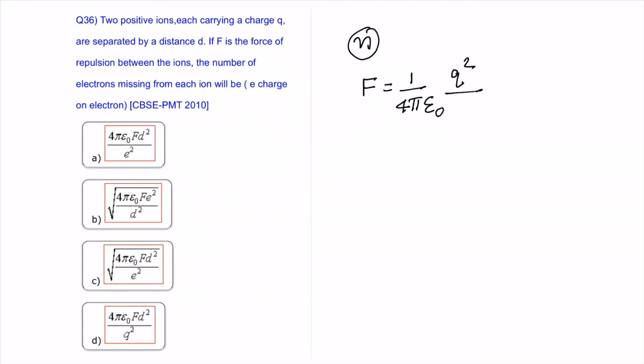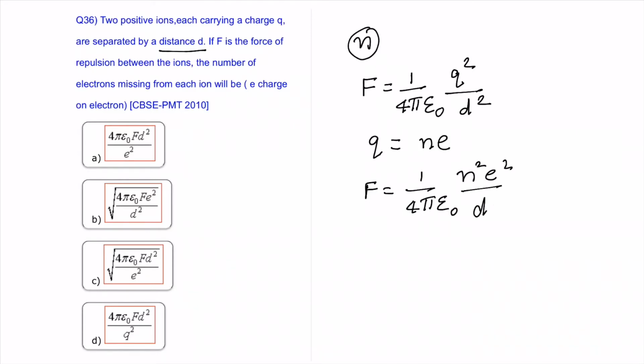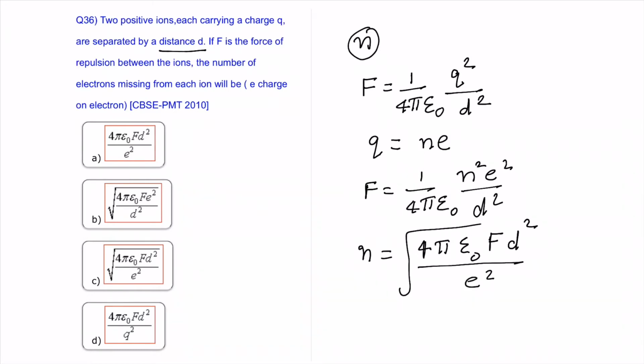Here r is distance d, right? So d square. We already know q is what? Ne. Now F is equal to 1 by 4 pi epsilon 0. Instead of q we can write Ne. So n square e square by d square, and we are supposed to find the total number of electrons, right? N. So the equation will be n equals the square root of 4 pi epsilon 0 F d square by e square. So which option? See, option C.